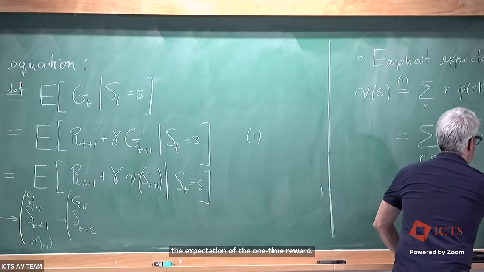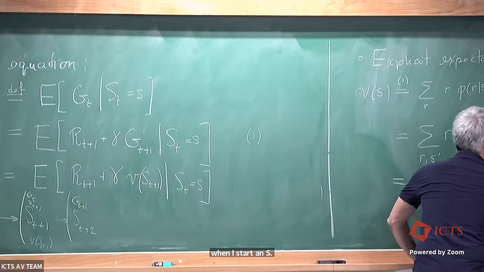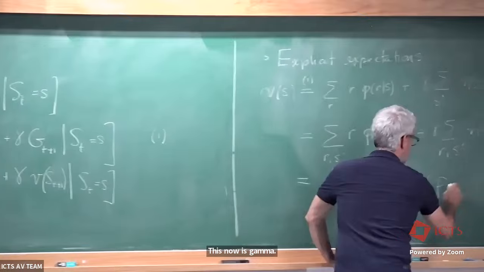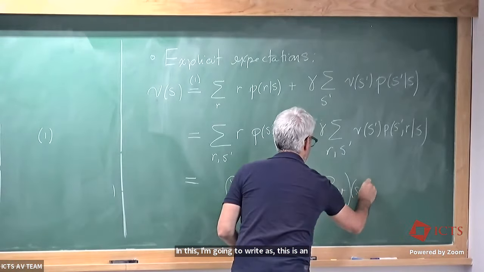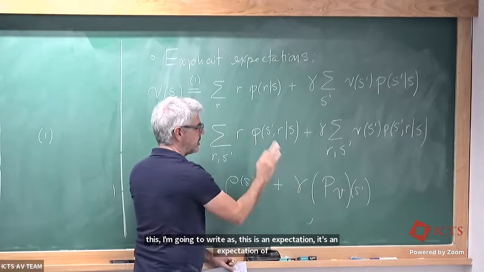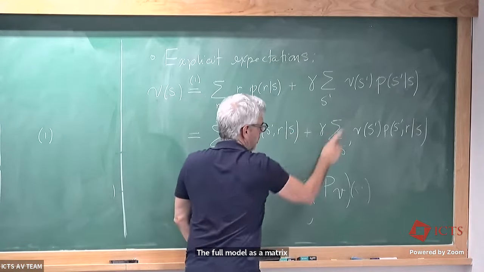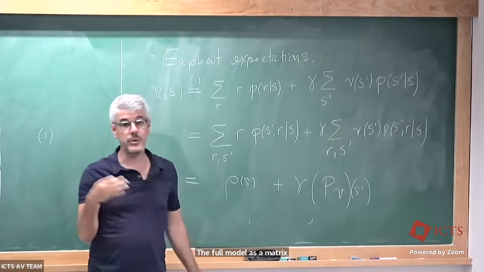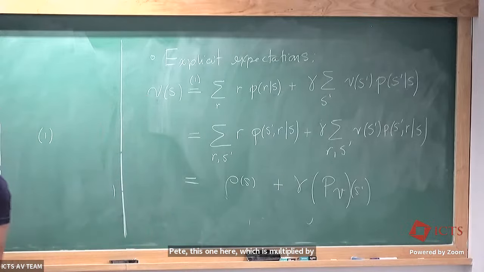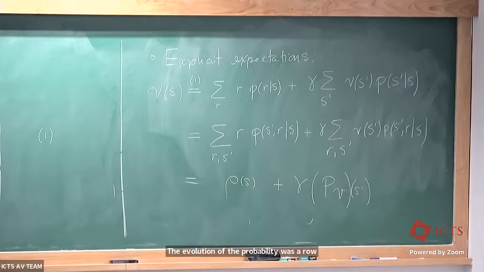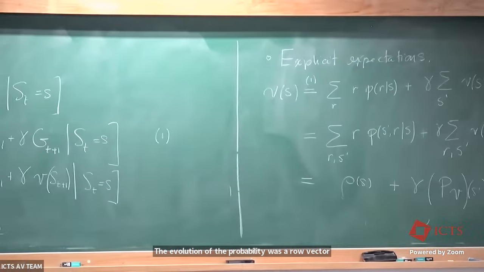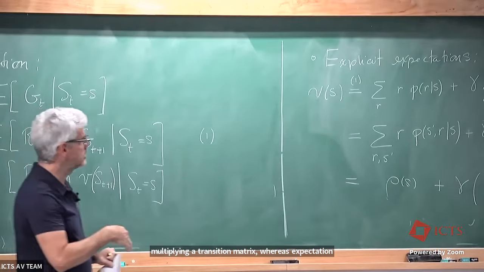This now is gamma, and this I'm going to write as an expectation of the full model as a matrix, P, this one here, which is multiplied by the V. So we saw this on last Friday. The evolution of the probability was a row vector multiplying a transition matrix, whereas expectation was a column vector that is being multiplied by the transition matrix.